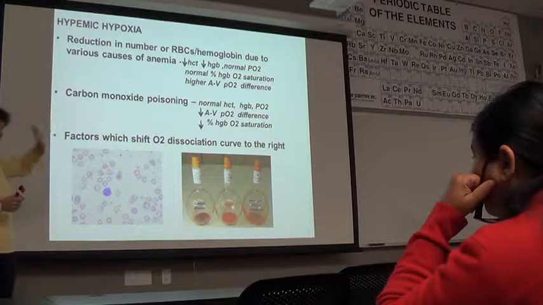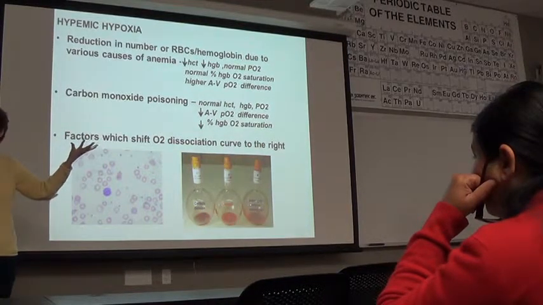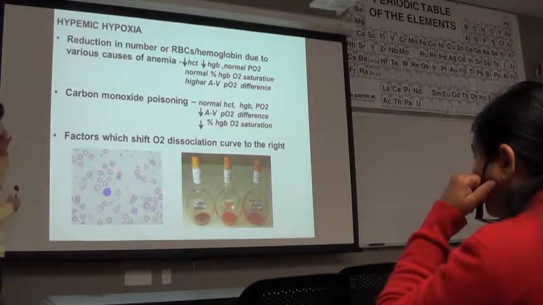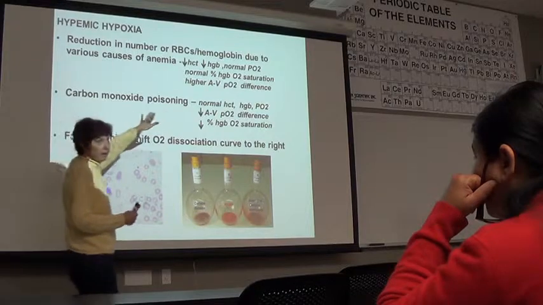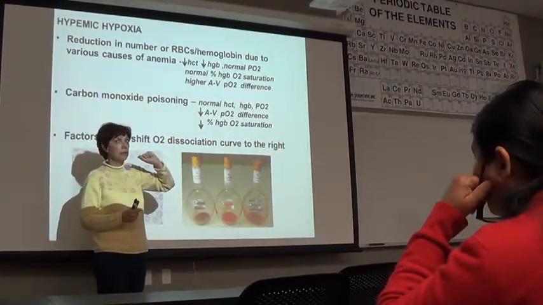Remember I said if we didn't have enough hemoglobin, the oxygen dissolved in the blood would not be enough to keep us alive. So we need to have a normal amount of hemoglobin. So with a low hematocrit or a low hemoglobin, would that hemoglobin be saturated? No.